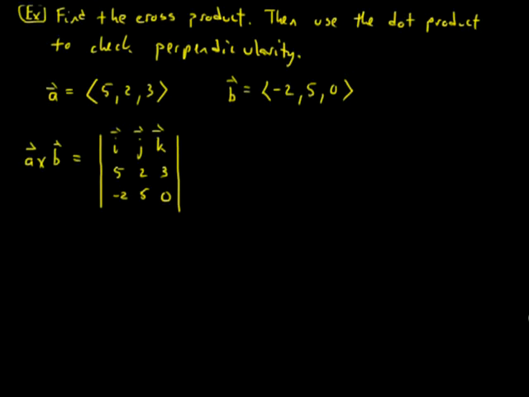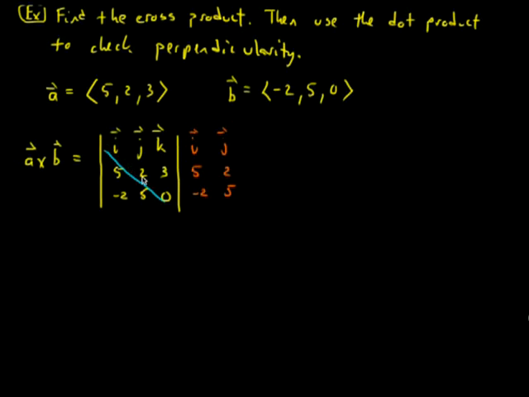And the way that I've taught determinants in the past is that you rewrite the first two columns, duplicated here, off on the side, like so. So 5, 2, and negative 2, 5. And we're going to actually multiply our diagonals here, like this. So let's multiply our primary diagonals first.